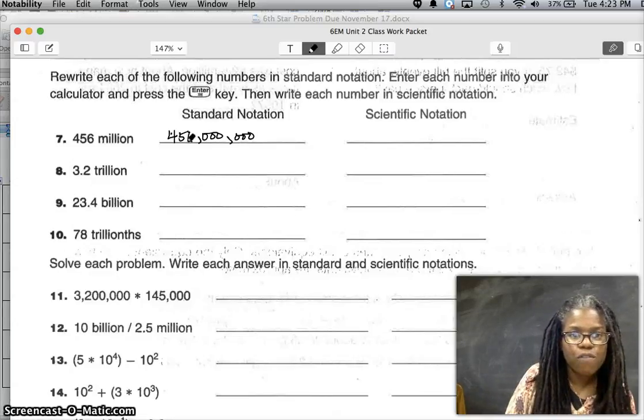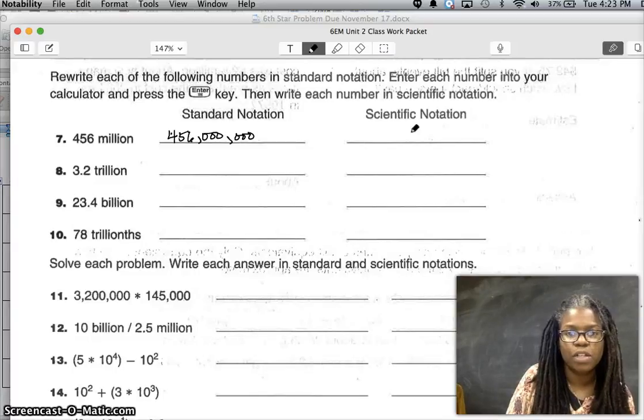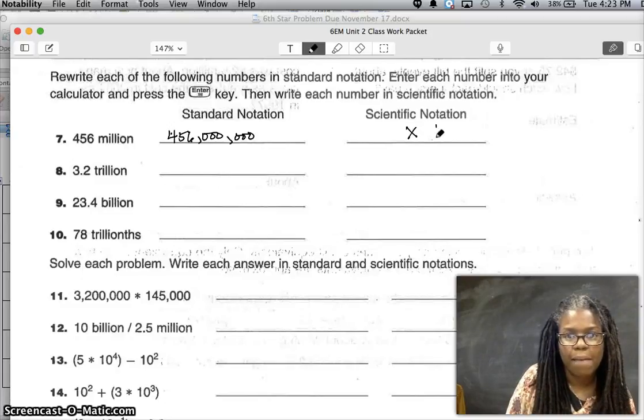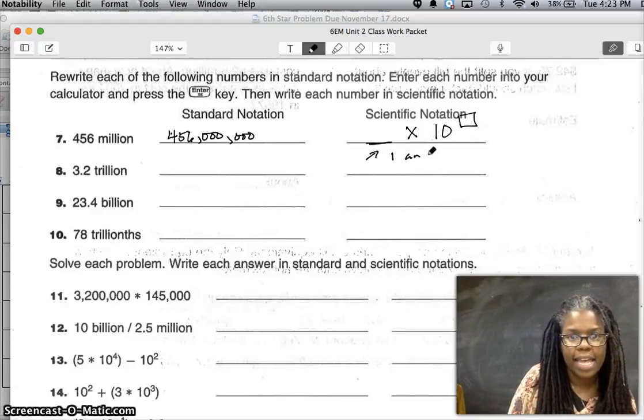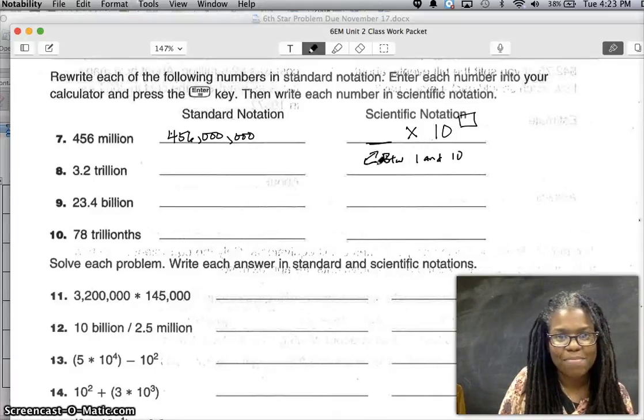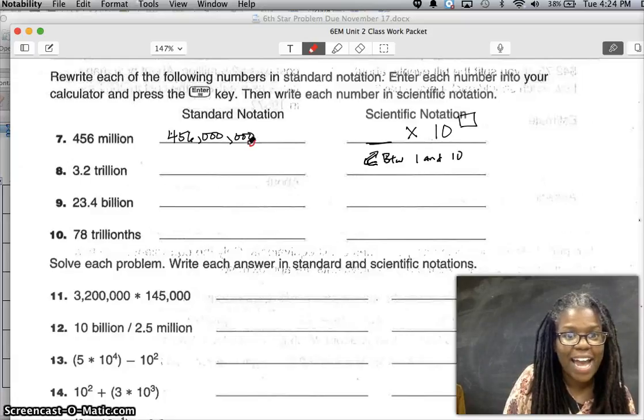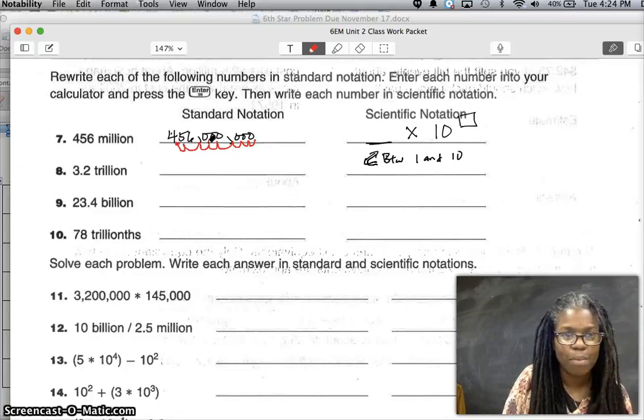So if I have 456 million, I know that scientific notation requires me to write one number multiplied by 10 to a power, where this first number has to be between 1 and 10. All right, so I'm going to write that out a little bit better. This number right here has to be between 1 and 10. So I'm going to take the decimal point, and I'm going to drag the decimal back as far as I can to the left in order to create a number that is between 1 and 10. And that number is 4.56.